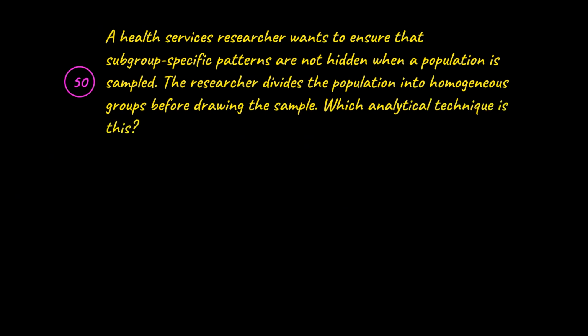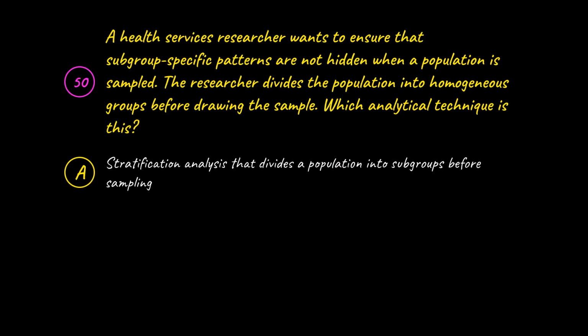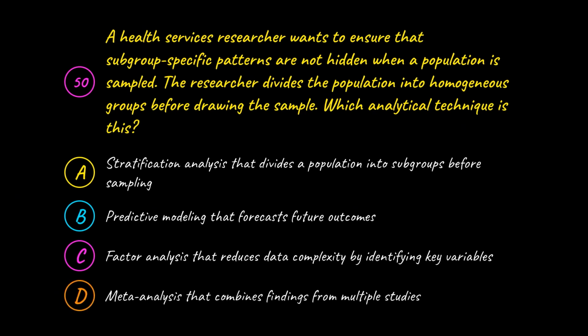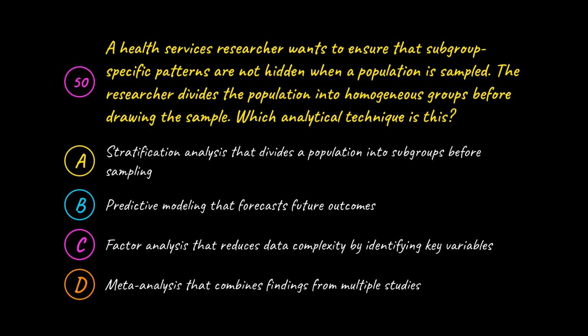Your options are A. Stratification analysis that divides a population into subgroups before sampling. B. Predictive modeling that forecasts future outcomes. C. Factor analysis that reduces data complexity by identifying key variables. D. Meta-analysis that combines findings from multiple studies. Take a second. Which answer would you pick?